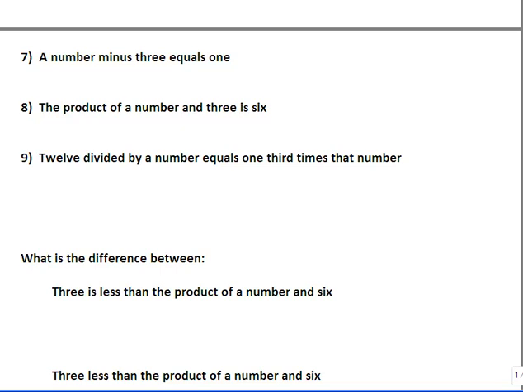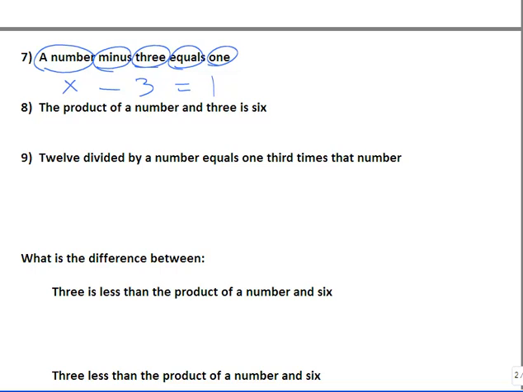This time we're going to translate equations instead of expressions. Remember that equations have equal signs in them, expressions do not. So in example 7, we have a number minus 3 equals 1. There's no phrase "subtracted from" or "less than" in that problem, so we're just going to translate from left to right. So a number becomes x, minus becomes subtraction, 3 stays 3, equals becomes equals, and 1 is 1. So our answer: x minus 3 equals 1.